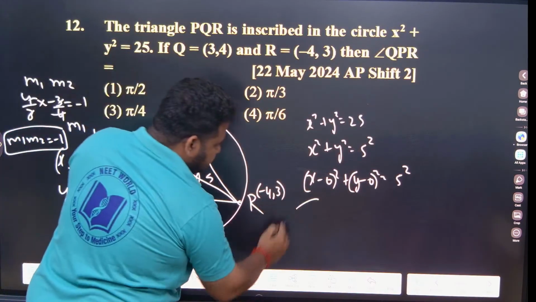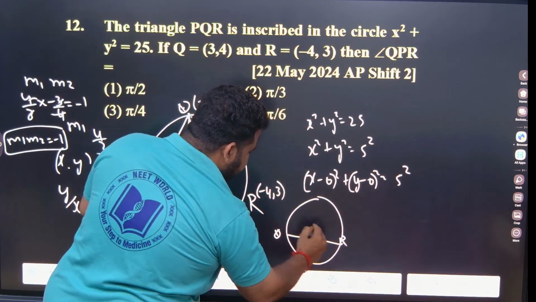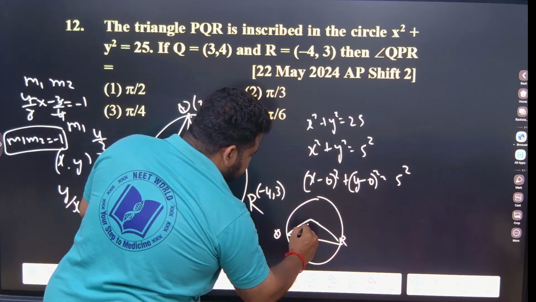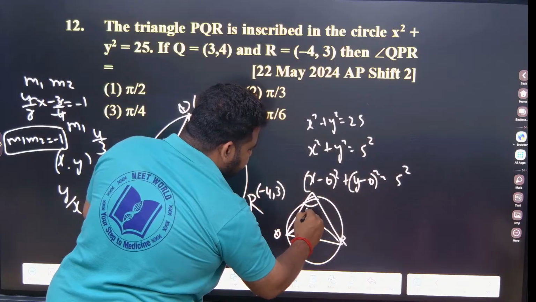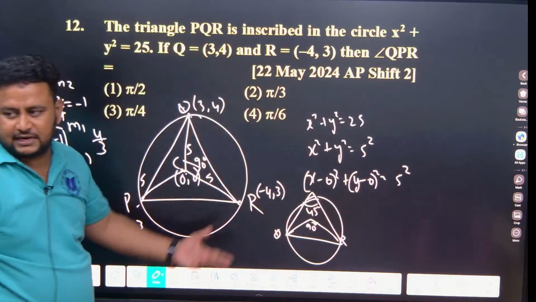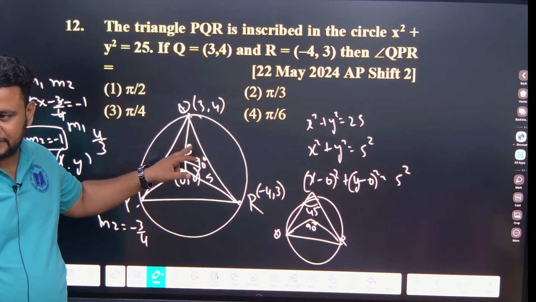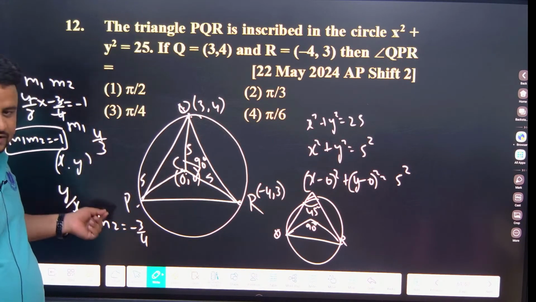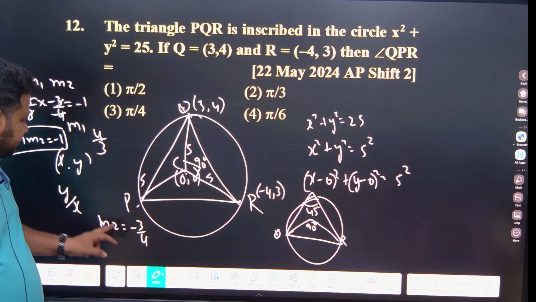See the circle is like this. Q and R make 90 degrees at the center. At P it will make half of this, 45 degrees, correct? How did I get 90 degrees? Here I found the slope of this line from the center, which is y by x. When I do straight lines you will understand better.